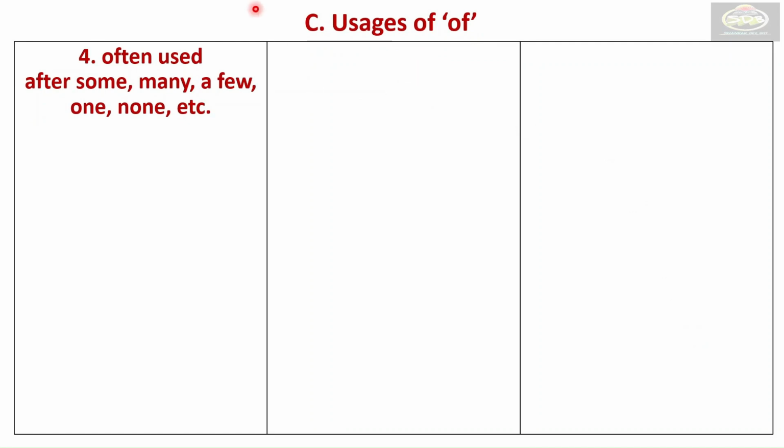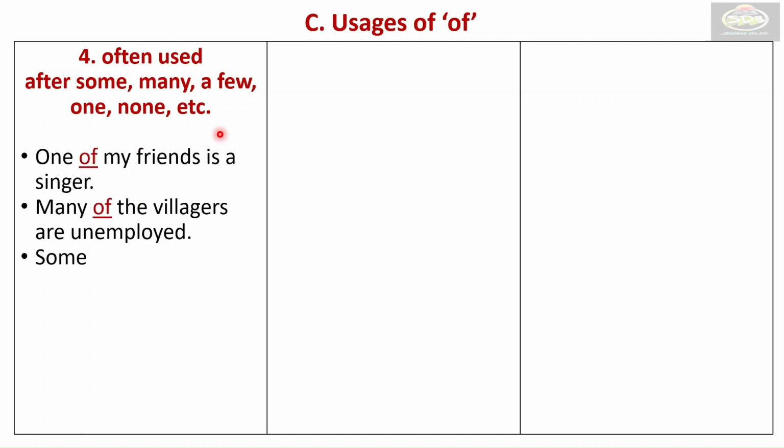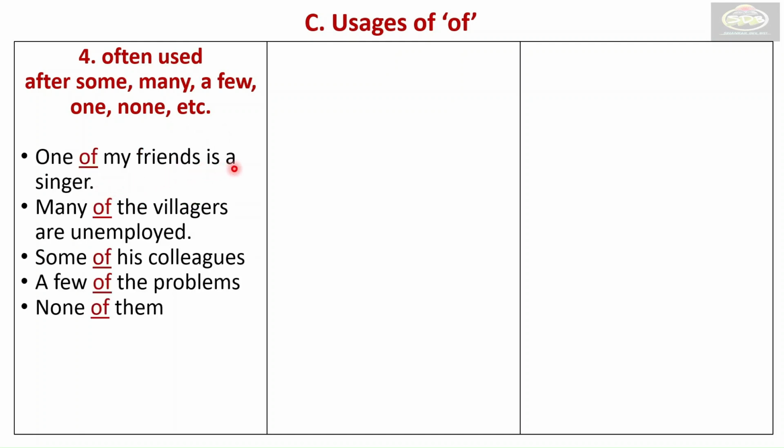Next use. Of is often used after some, many, a few, one, none, etc. Examples. One of my friends is a singer. Many of the villagers are unemployed. Some of his colleagues. A few of the problems. None of them. All of them. Some of them. Neither of them. In this way, we use of.